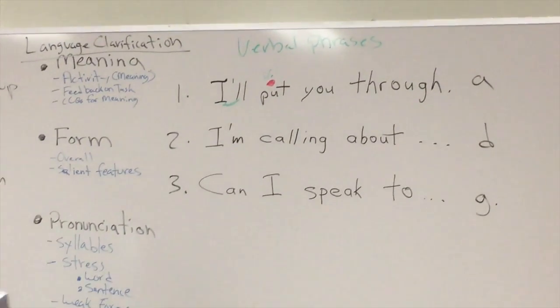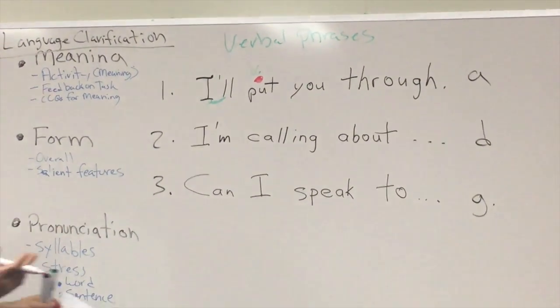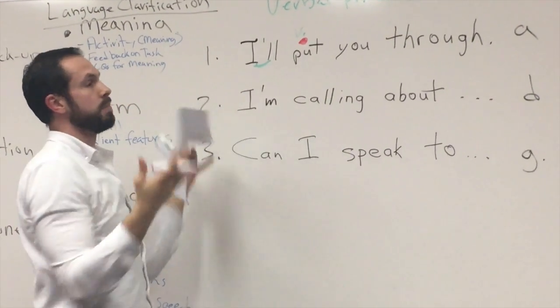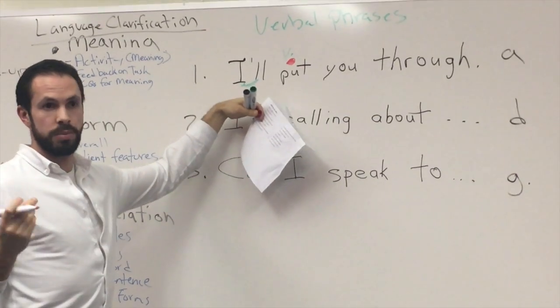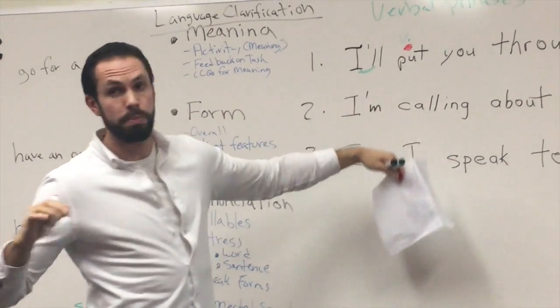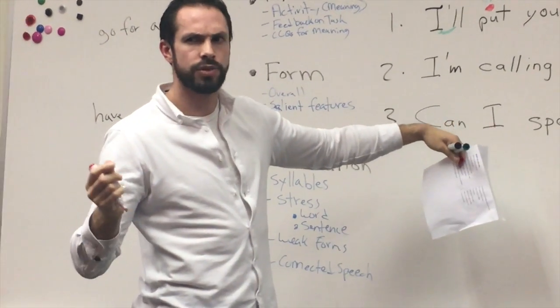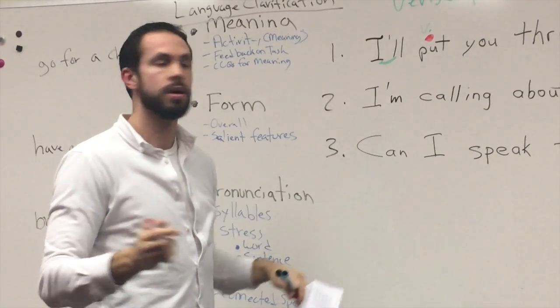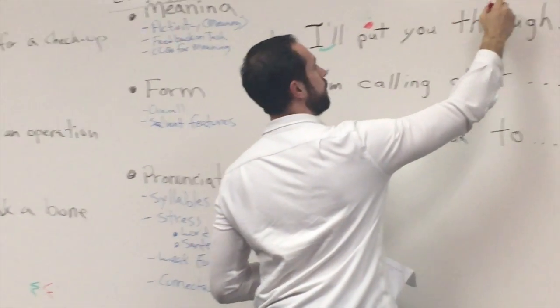So you just put it down. Put you through. Alright, so here you can elicit what gets the main stress. So listen to me. First you always model, then you elicit. I'll put you through. What words get stressed here? I'll put you through. Put and through. Good. Put and through.